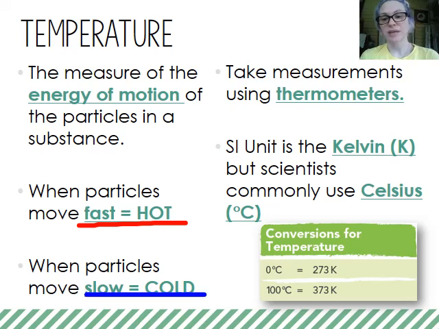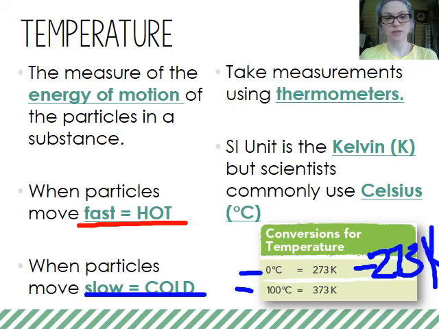So obviously we take a measurement using a thermometer. The SI unit is a Kelvin, but again, scientists use Celsius, and that's what we're going to use in lab. Some conversions you need to know is that 0 Celsius is 273 Kelvin, and 100 Celsius is 373 Kelvin. And absolute zero, just something you can put off to the side, is negative 273 Kelvin. So absolute zero is negative 273 Kelvin.